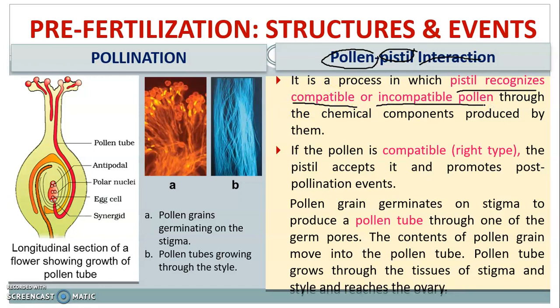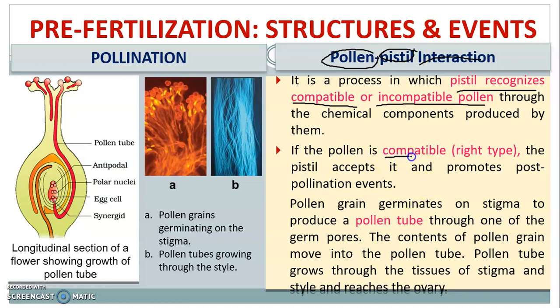So this is a mechanism where the pistil has the potential to recognize whether the pollen grain that the stigma is receiving is compatible or incompatible, which means either it is receiving the right type of pollen grain or the wrong type of pollen grain. So this stigma is a type of sensor. Nowadays, we all know about sensors. So the stigma is the sensor of the flower. This stigma easily senses the type of pollen grain, whether it is compatible or incompatible.